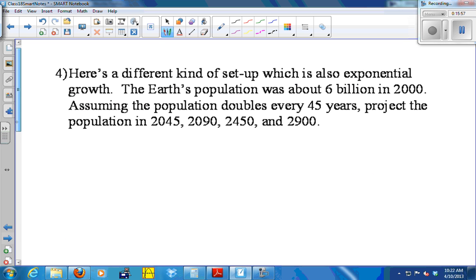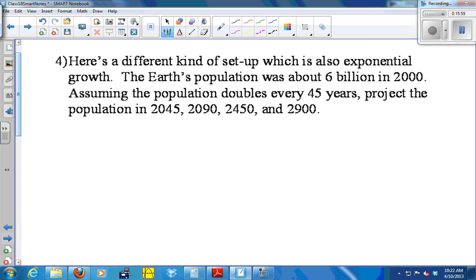All right, so here's a different kind of setup that also involves exponential growth. The Earth's population was about 6 billion in the year 2000. Assuming the population doubles every 45 years, predict the population in 2045, 2090, 2450, and 2900. So discuss in your groups.